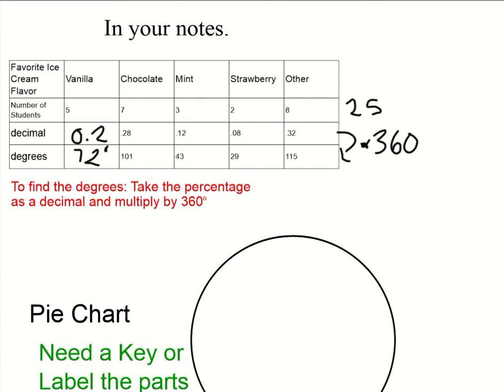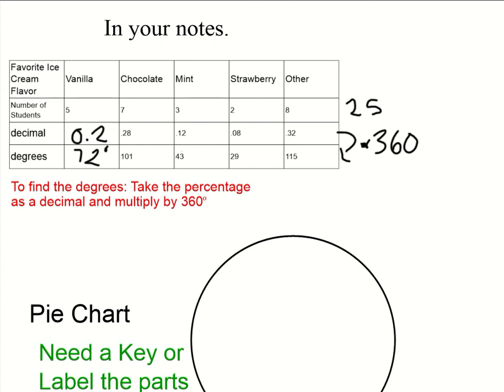What I always do before I move on to graphing or doing anything with percentages, I always double check that my degrees add up to 360. So I add them all up: 72 plus 101 plus 43 plus 29 plus 115. And I do get 360 in this graph.